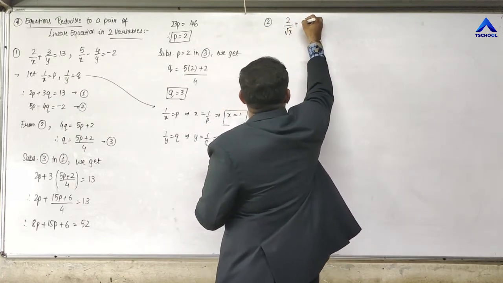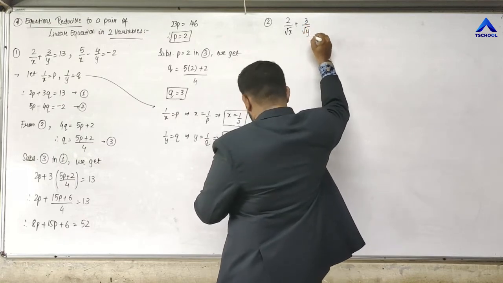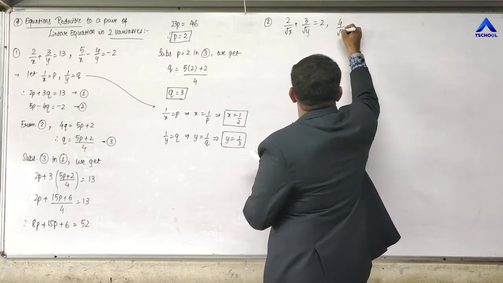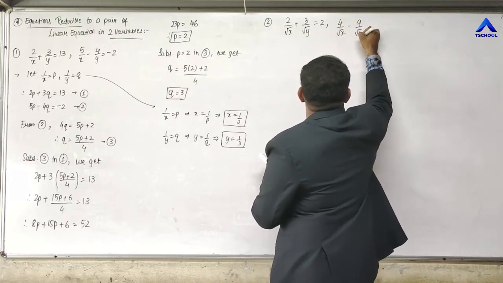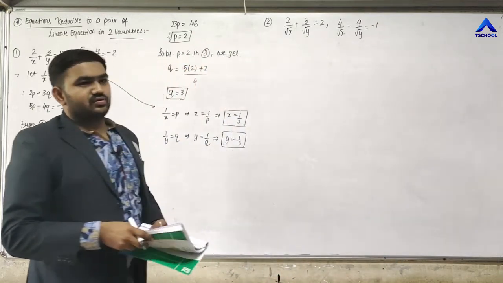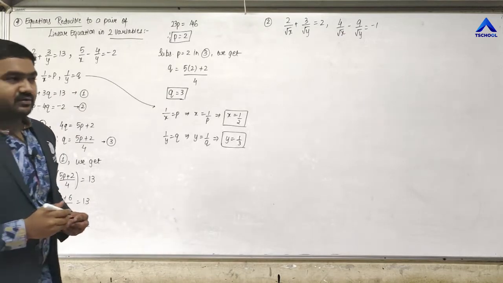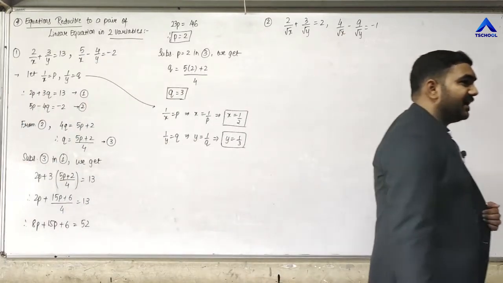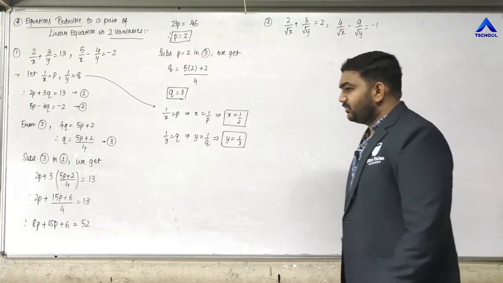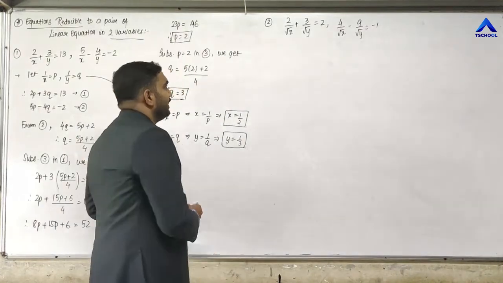2 upon root x plus 3 upon root y is equal to 2, and 4 upon root x minus 9 upon root y is equal to minus 1. Right, so friends, now see here that we are not having the variables directly as x and y, but we are having the values of x. That is, in place of x we are having root x, and in place of y we are having root y.